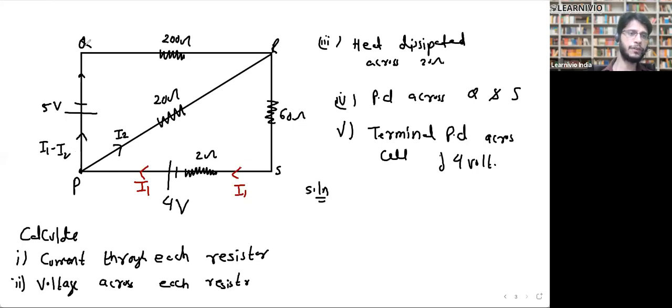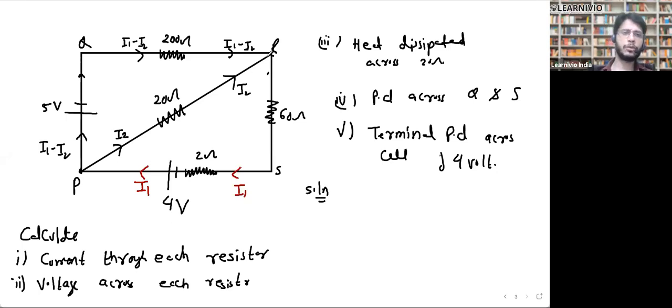So is there any further division of I1 minus I2 at Q? No. The same current will pass here. What happened at point R? Some I1 minus I2 is coming from Q, and some I2 is coming from this side. So what will happen at this point? They will combine.